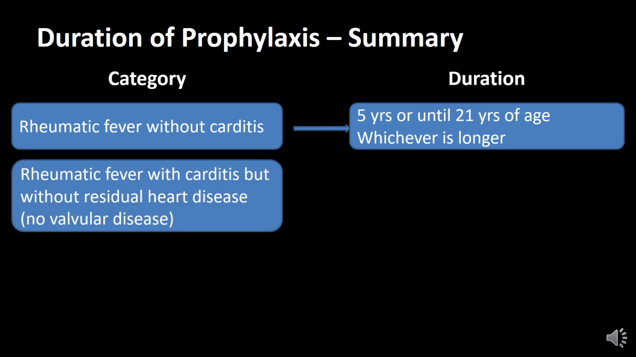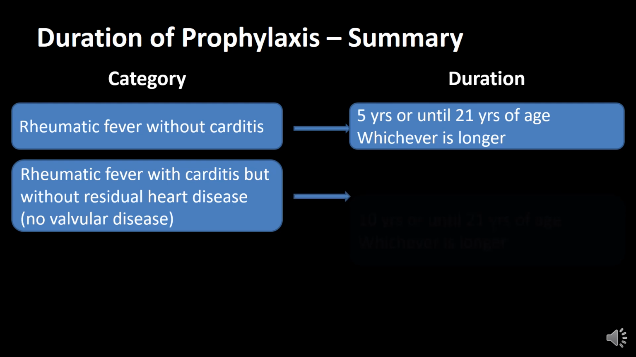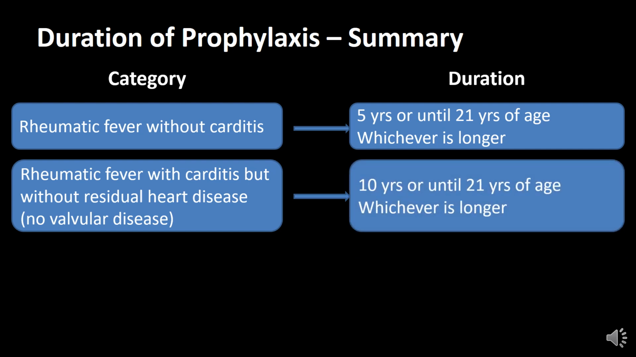If a patient has rheumatic fever with carditis but did not have any residual valvular damage, then these are children you'll give prophylaxis for 10 years or until they're 21 years of age, whichever of the two is longer. So the children who present without carditis with the initial episode, prophylaxis is for 5 years or until they're 21, whichever is longer of the two.